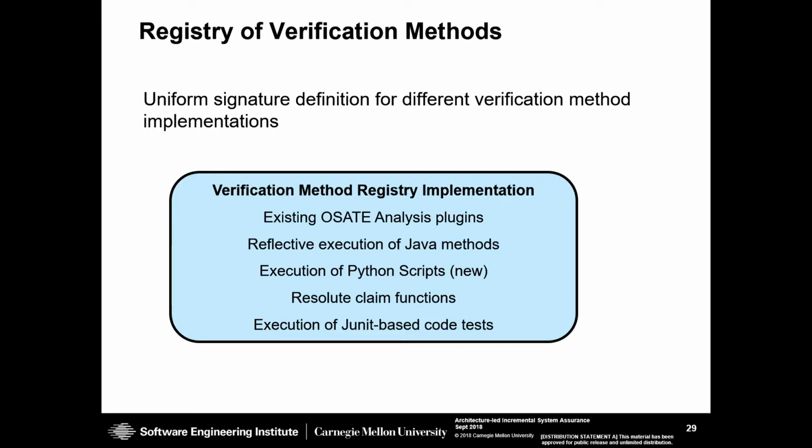In terms of a registry of verification methods, the idea behind it is that we have a uniform signature definition for verification methods that are being invoked in verification plans, so that while you write the plans, you don't have to know whether this thing is implemented in Resolute or Java and what form it takes its parameters. There's a single interface, and the registry itself provides the information for appropriate mapping.